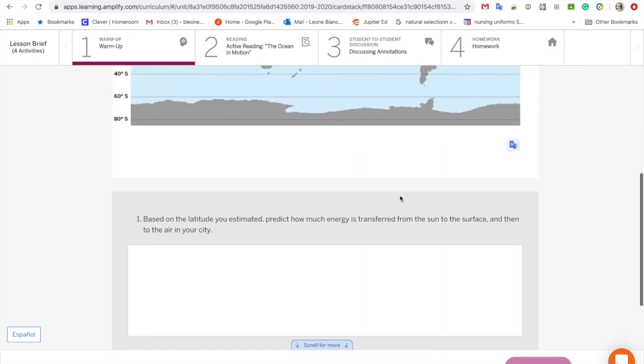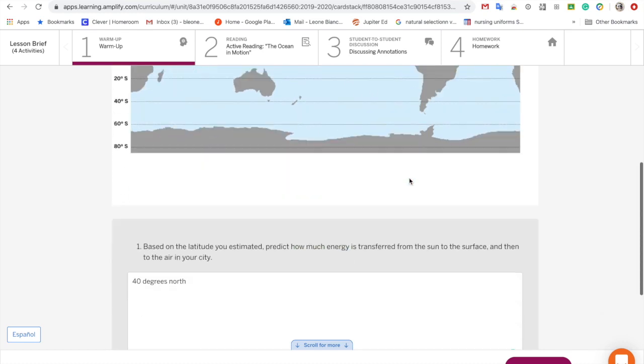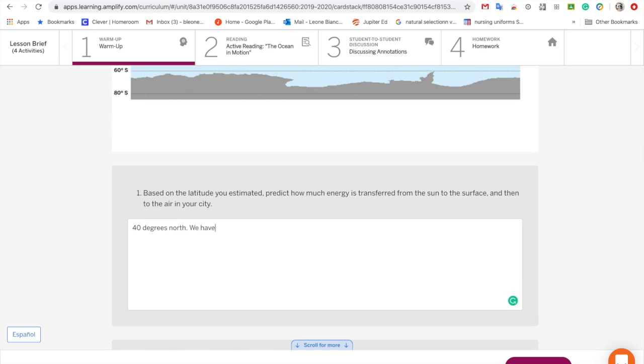Again, 40 degrees north. Based on the latitude, we're going to put 40 degrees north. And it asks us this, based on your latitude estimate, predict how much energy is transferred from the sun to the surface and then to the air in your city. So if we know this is the highest point of energy, this being medium, this being low, we're kind of just on the border of medium and low. But since we have pretty warm summers, I'm going to go on the medium side just because we do experience a full summer. We have a medium amount of energy transfer.